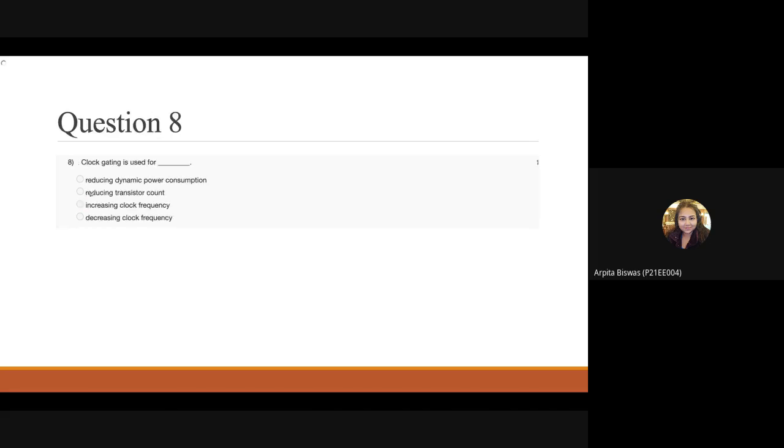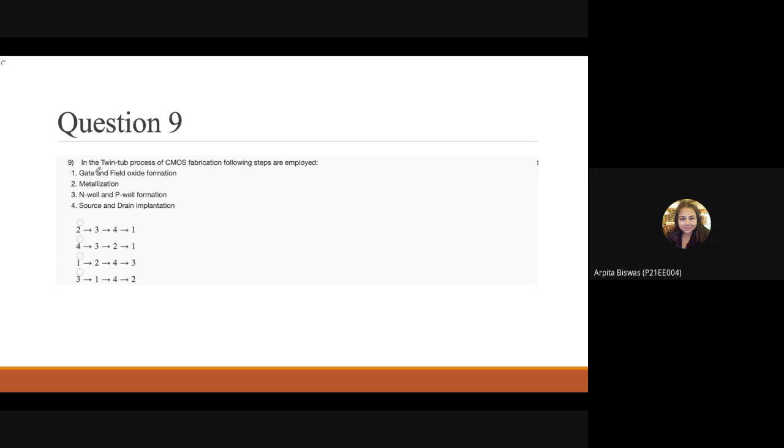Then question number 8. Clock gating is used for reducing the dynamic power consumption, reducing the transistor count, increasing the clock frequency, or decreasing the clock frequency. A option, ma'am. Reducing the dynamic power consumption. Good.